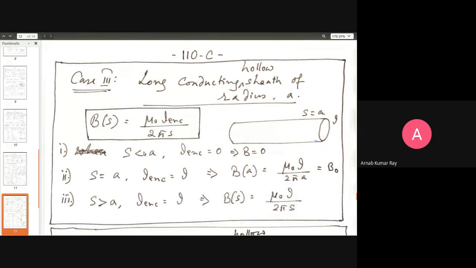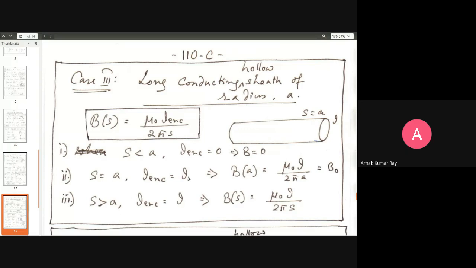So A is the radius of this hollow tube. When S is less than A, I enclosed is equal to 0. No current within. If you draw an Amperian loop whose radius is less than that of the tube, I enclosed is equal to 0, and B is equal to 0. At S equal to A, I enclosed is I, all of it. So B at S equal to A, here you can assign S a precise value. B at S equal to A is equal to mu naught I by 2 pi A, and that you define as B naught as you did earlier.